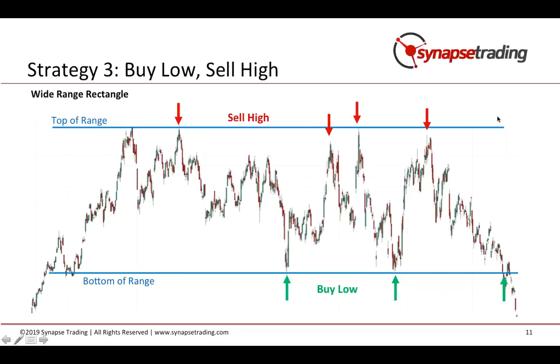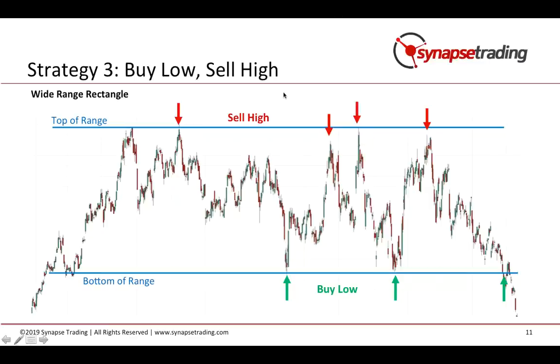Okay, the third strategy, now we move on to the wide range rectangles. For the wide range rectangles, it is not that simple to trade the breakouts because, as I mentioned earlier, there's more uncertainty. So the breakouts have a higher chance of failing, right? Meaning you're going to have more false breakouts.